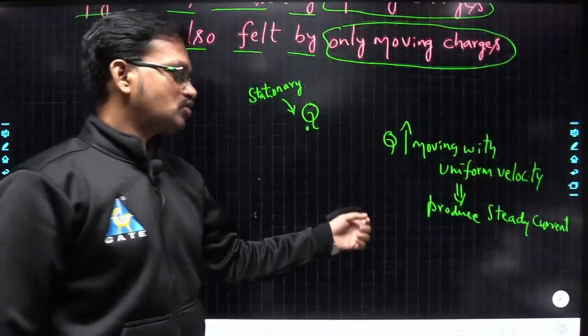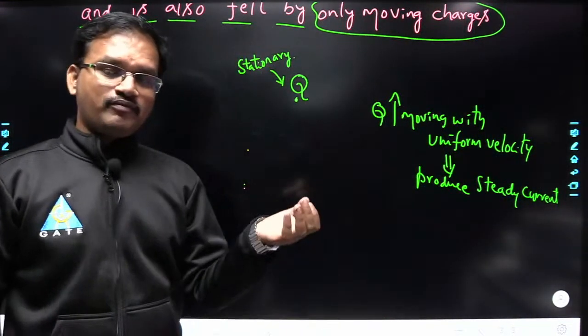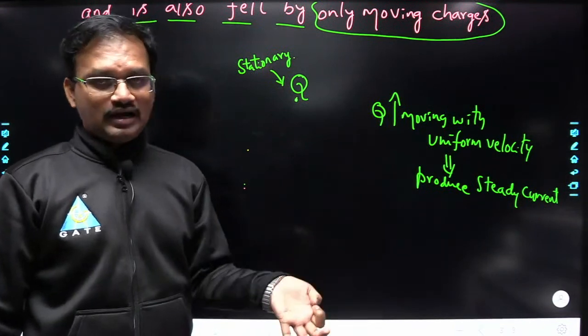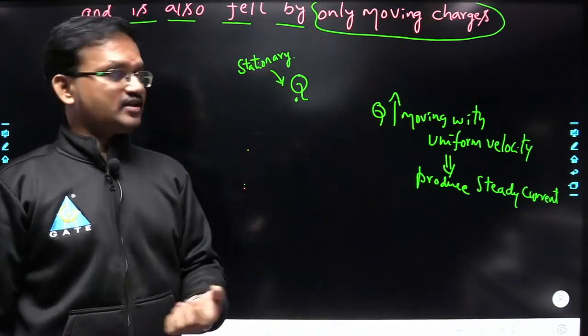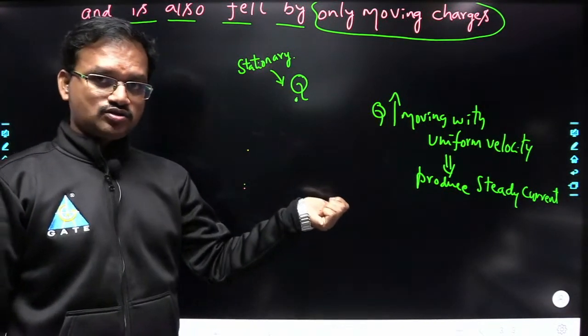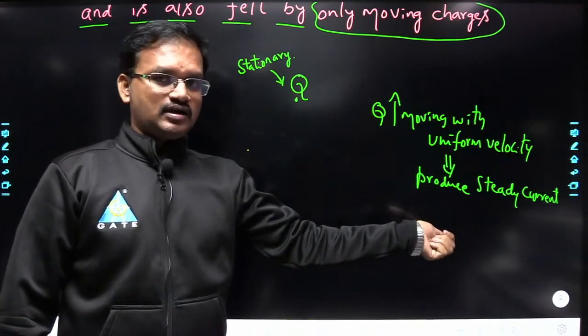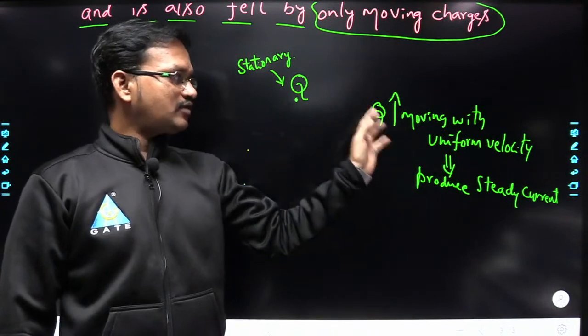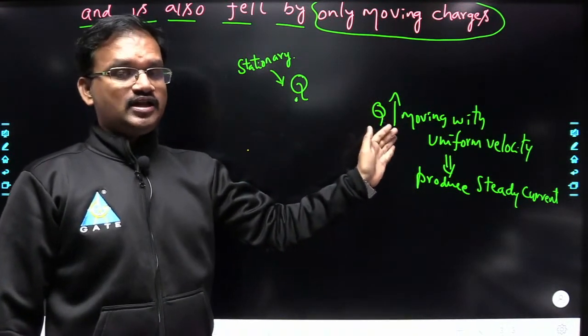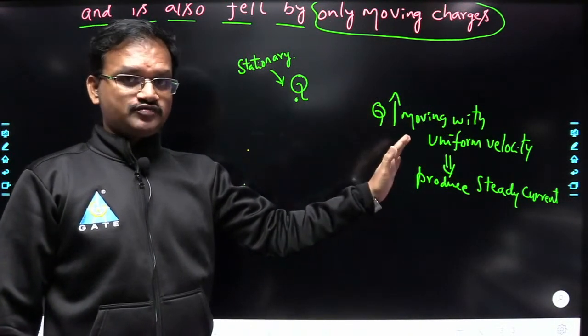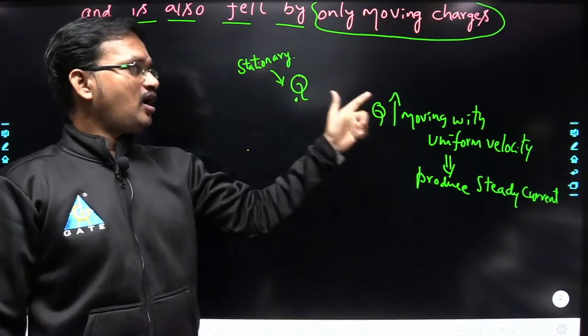Yes or no? So we know that the source of magnetic field is nothing but current, and the source of electric field is nothing but charge. Understood? The current is also obtained from charge only, but here it depends upon the state of charge, that means whether it is stationary or moving.